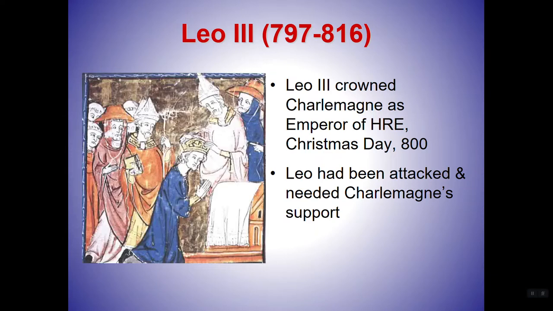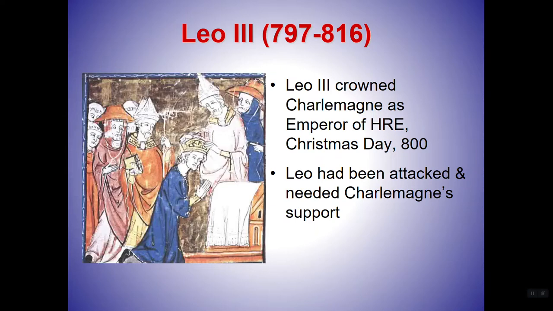But nonetheless, in this position of injury and weakness, Leo went to the north to seek out help from Charles the Great, Charlemagne, who is now the king of the Franks. And so Leo invited Charles to come to Rome, and there, as Charlemagne was worshiping on Christmas Day, as he rose from his kneeling position, Leo placed the crown on his head and proclaimed him emperor of the Romans.